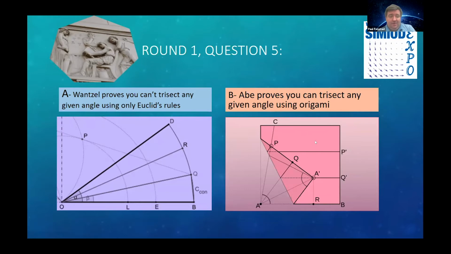Final question of the first round, I should say. Which one occurred first? Did Wantzel prove that you can't trisect any angles using only Euclid's rules? Or did Abe prove that you can trisect any given angle using origami and the associated axioms and postulates with that? So is it proven impossible in Euclid first, or did Abe prove it was possible in origami?